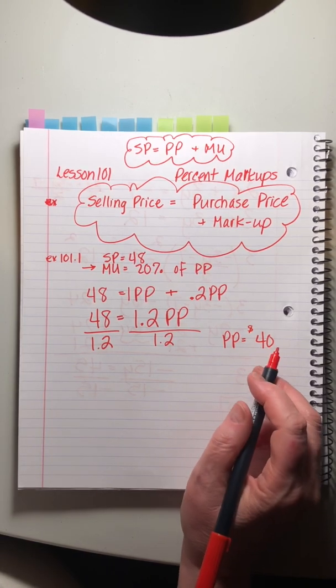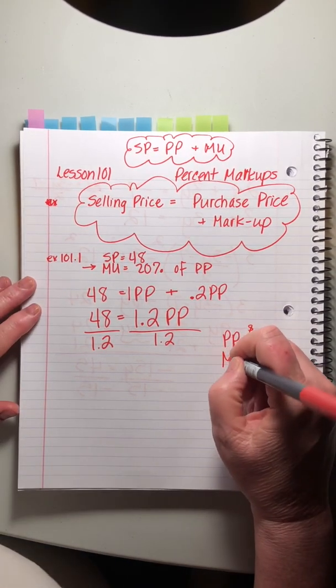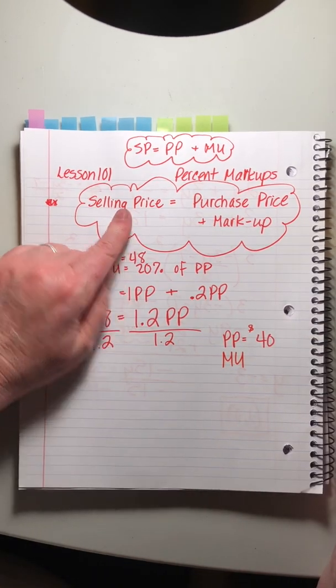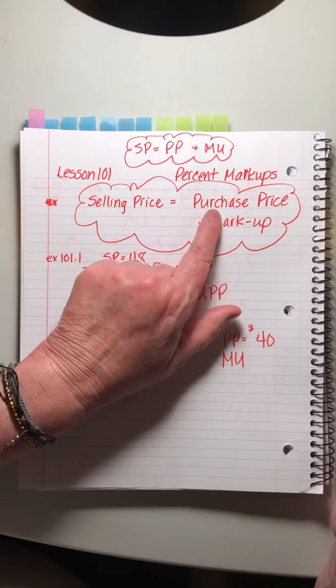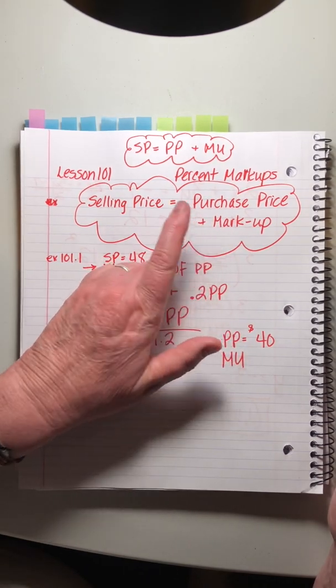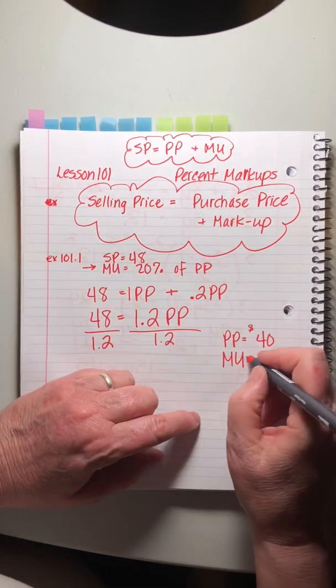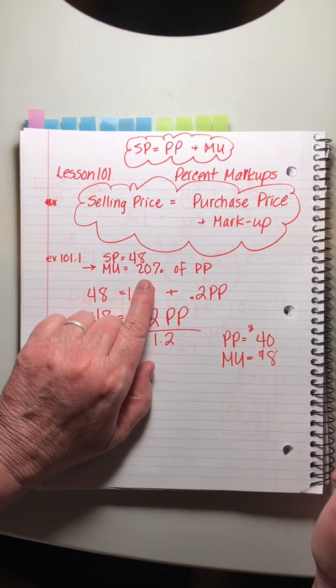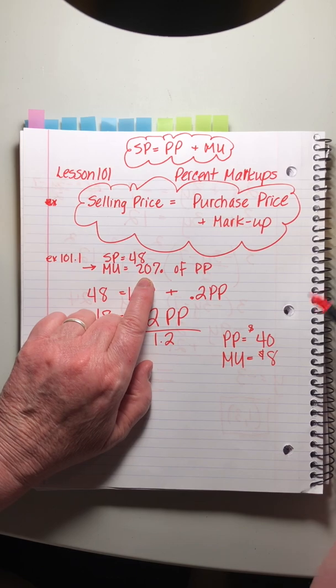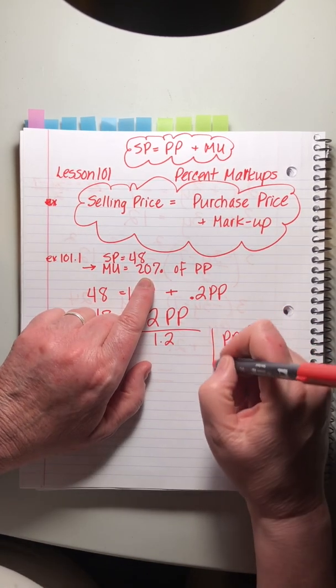$40. And now we can easily calculate the markup because that's the other thing we're supposed to find. Selling price, 48. Purchase price, 40. The difference is 8, right? 48 and 40. So the markup has to be $8. We can also get that because we know that the markup is 20% of the purchase price. So 40 times 0.2 equals 8. That's another way to get it.